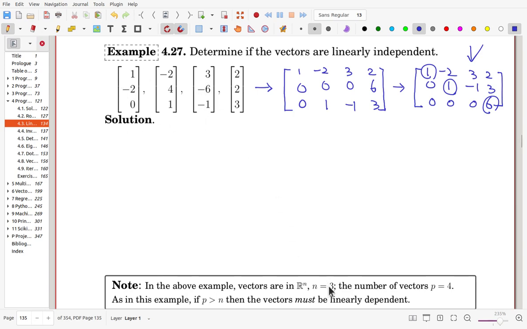So here n is 3, but the number of columns is 4, so at least one non-pivot column must be there. So such a set of vectors must be linearly dependent. Is it clear? Okay.